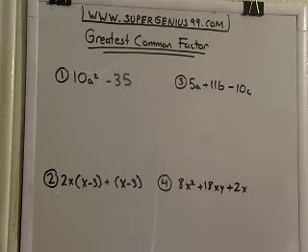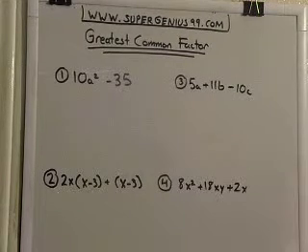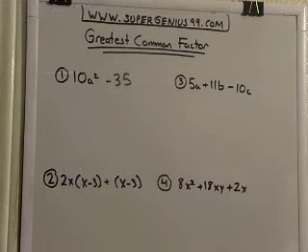If someone asks you to factor a problem, basically what you're looking for is the greatest common factor, the GCF. So let's look at number 1: 10a squared minus 35. What you're looking for is a number or a variable that goes into both 10a squared and 35. It looks like a 5 can go evenly into both of those, so I'll write down a 5.